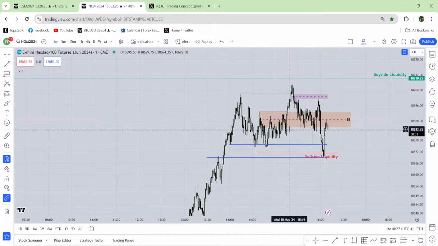So yeah, a 500 points range day. Yeah, Minato. All right, thanks.